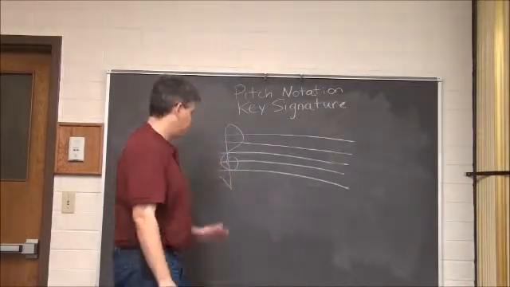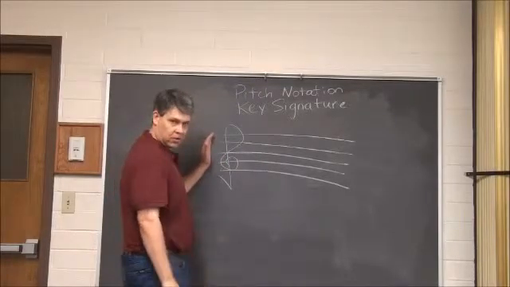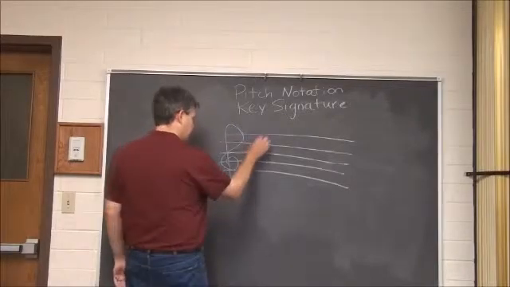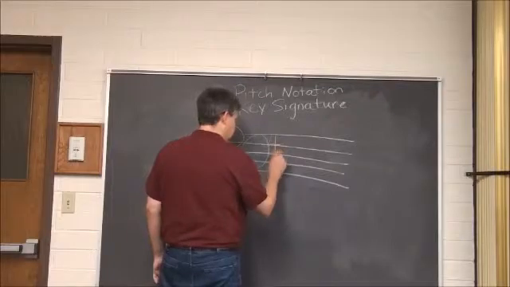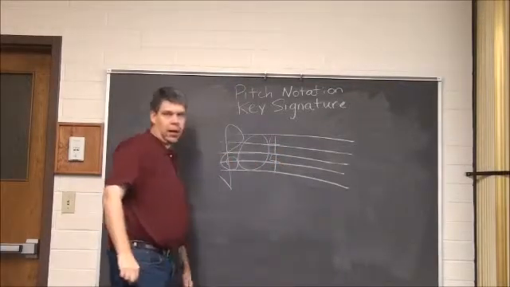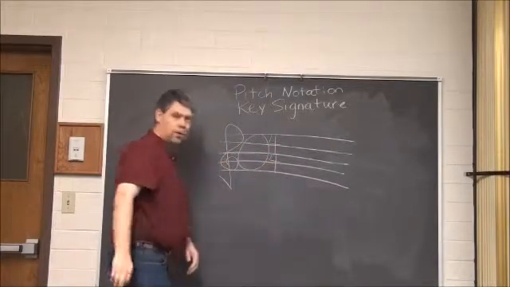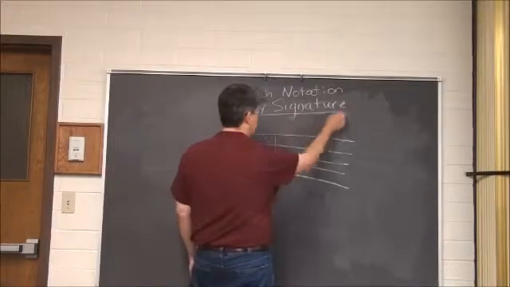our clef. Going to start with a treble clef. This is the first thing you'll see in the music if you have a pitch staff. Next thing we have our key signature, which goes right there, and our time signature, which goes right after it. So if you're looking for the key signature, it goes in the middle between the clef and the time signature. Okay? Now, what is a key signature?